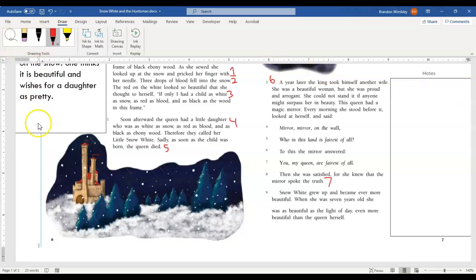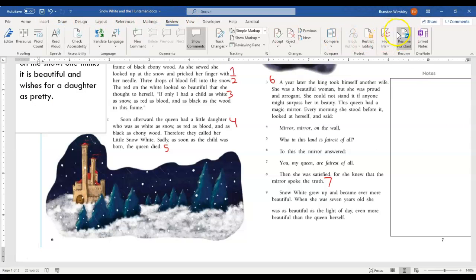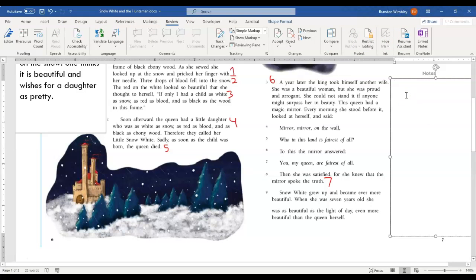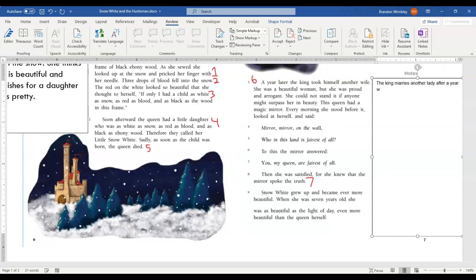But before I do, I want to write over here what is going to happen in this section. So I'm going to summarize it. So my summary is going to be this. The king marries, I was going to put takes another wife, but marries sounds better. Marries another lady after a year who is vain. I like that word. That means she only thinks about herself.